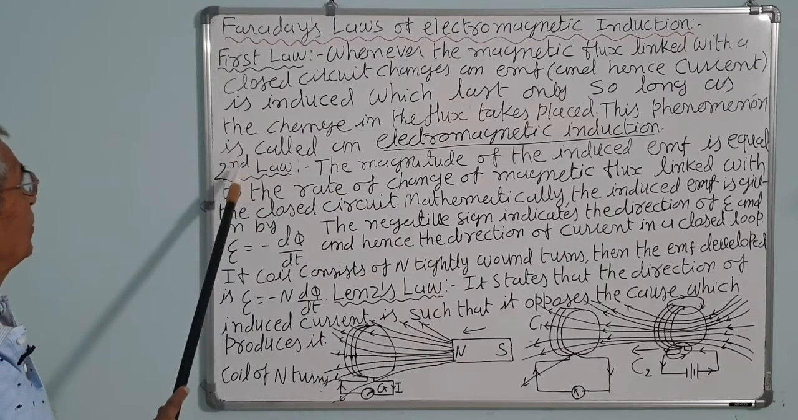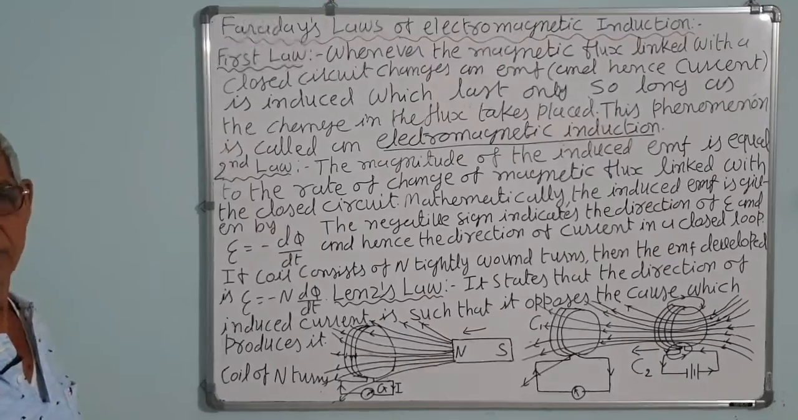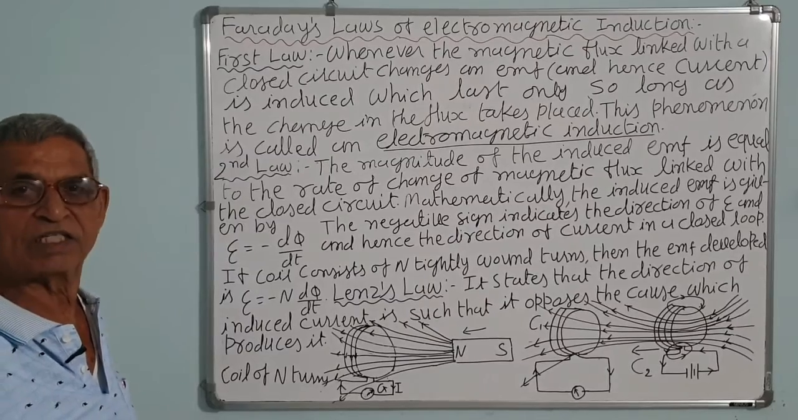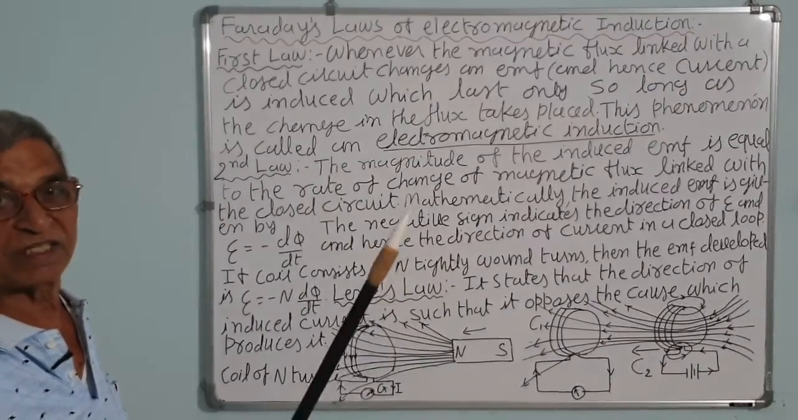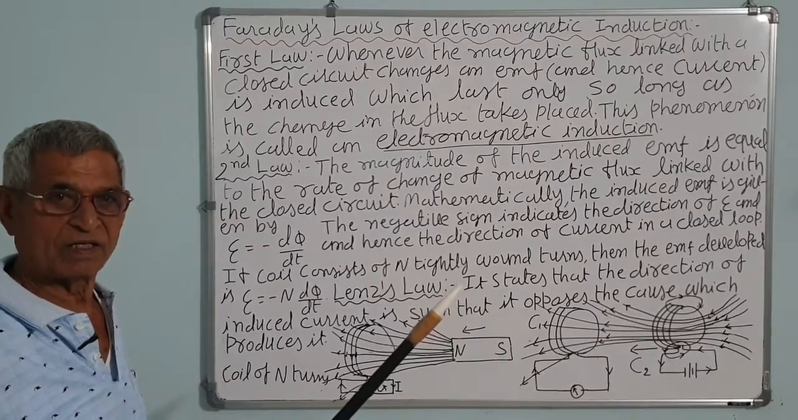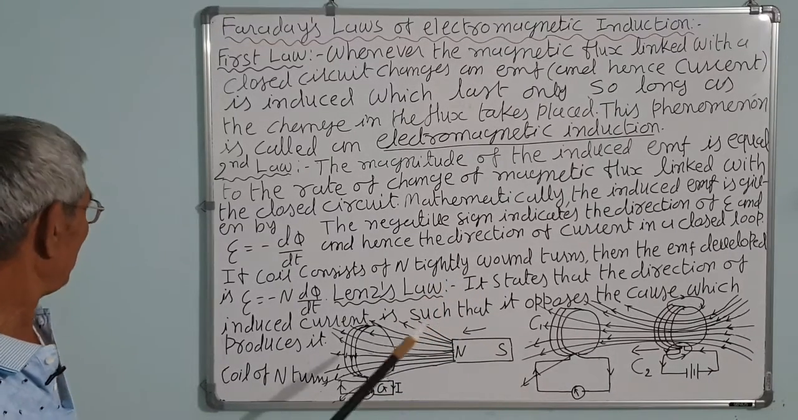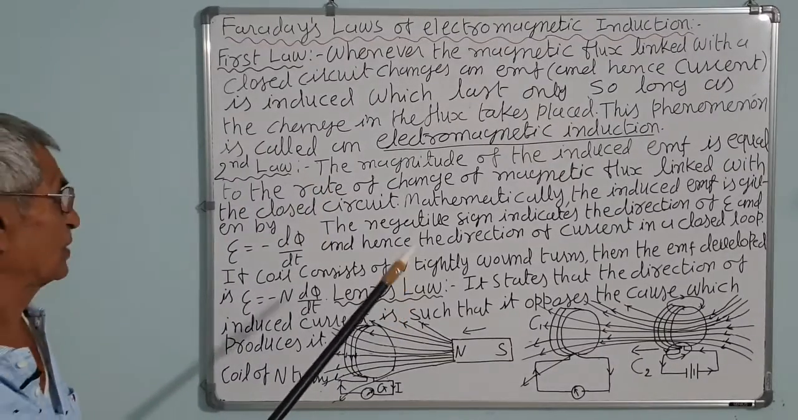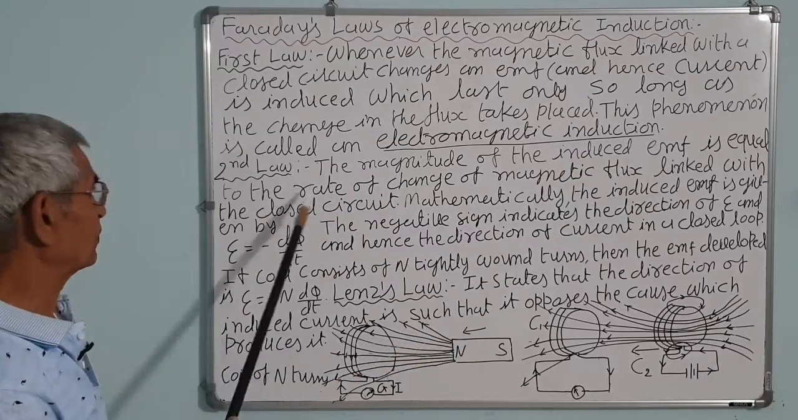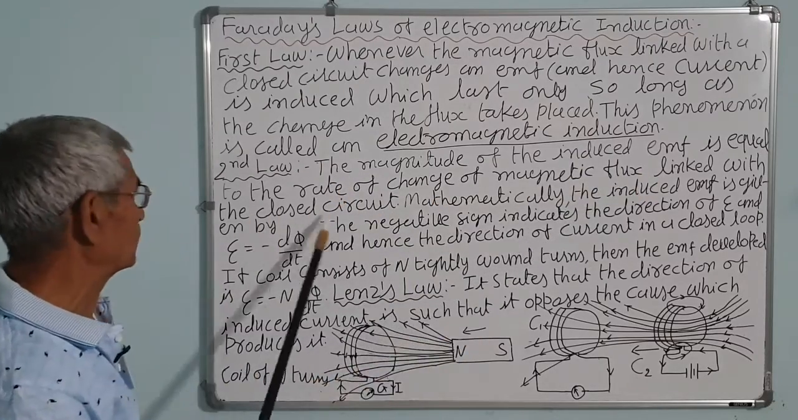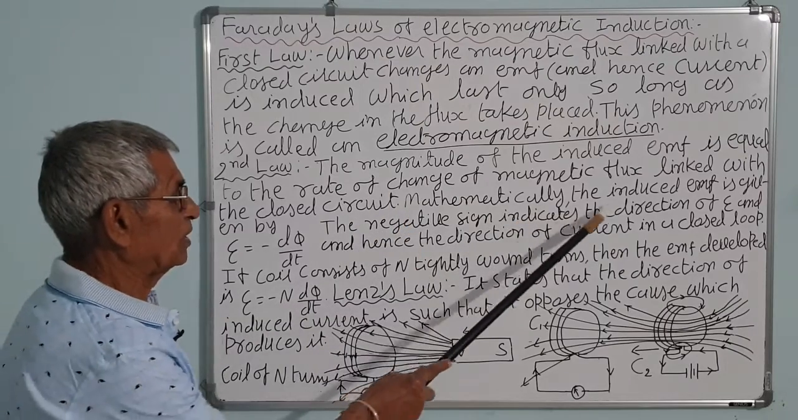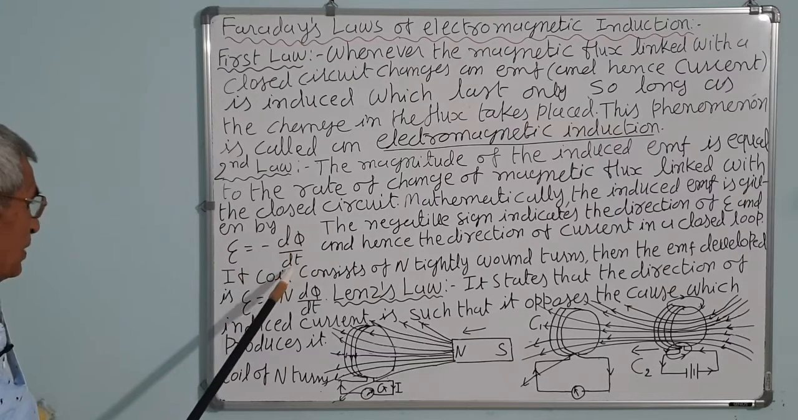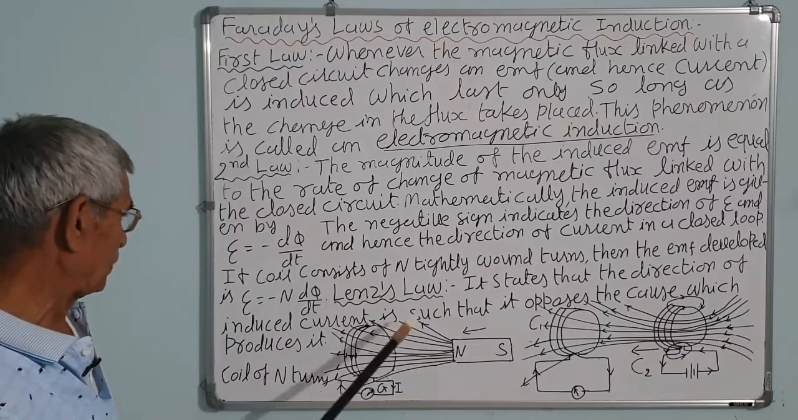So let us see the second law. The first law is that whenever there is a change in the magnetic flux linked with the circuit, an induced EMF and hence current is induced, which lasts so long as the change takes place. So there should be a change in the magnetic flux linked with the circuit. If there is no change, no induced EMF is generated. The second law: what is the magnitude of the induced EMF? That is equal to the rate of change of flux. The magnitude of the induced EMF is equal to the rate of change of magnetic flux linked with the closed circuit. Mathematically, the induced EMF is given by E = -dphi/dt. The minus sign indicates that it opposes the very cause producing it.